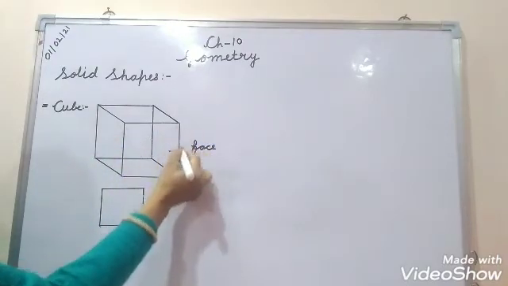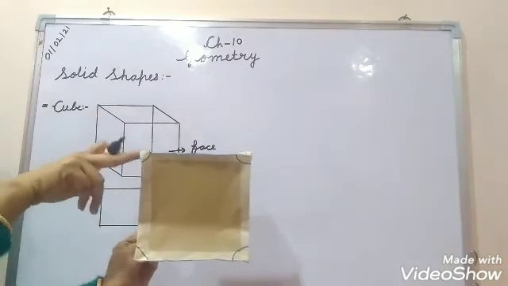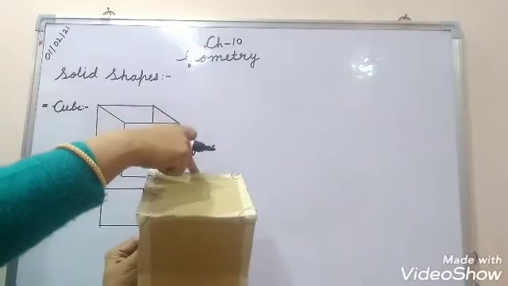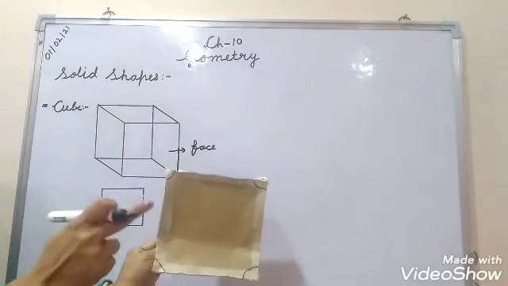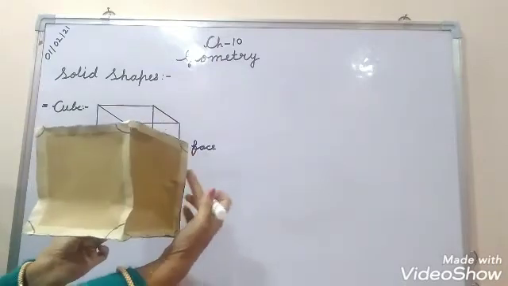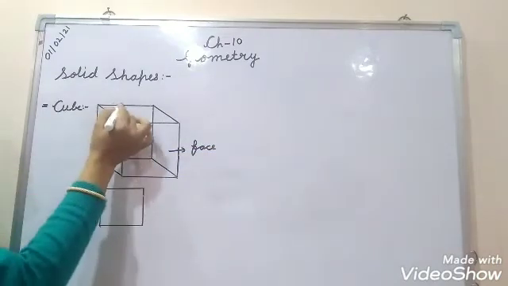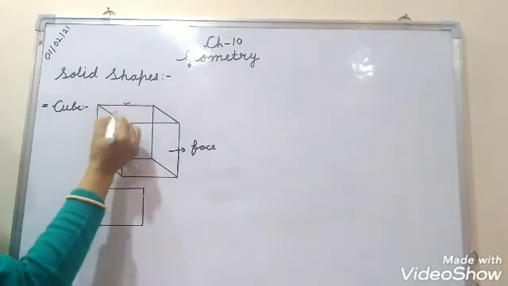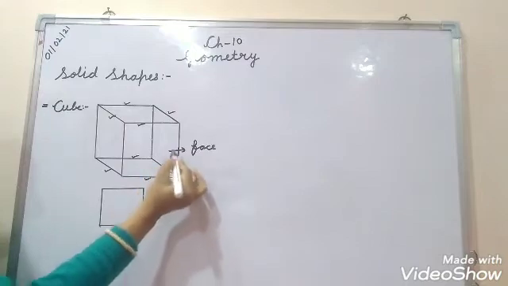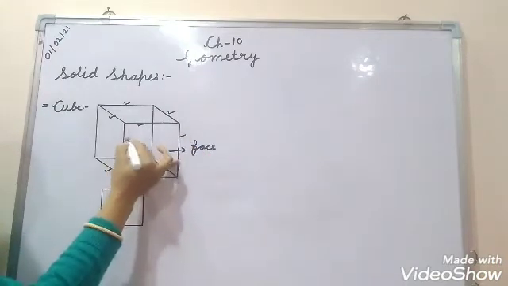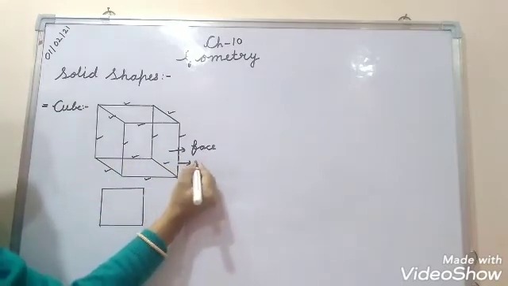Now let's count how many edges are there. That is at top 1, 2, 3, 4. At bottom 5, 6, 7, 8. Here 9, 10. This one 11 and this one 12. So how many edges are there? 1, 2, 3, 4, 5, 6, 7, 8, 9, 10, 11, 12. 12 edges. So you write here edge.